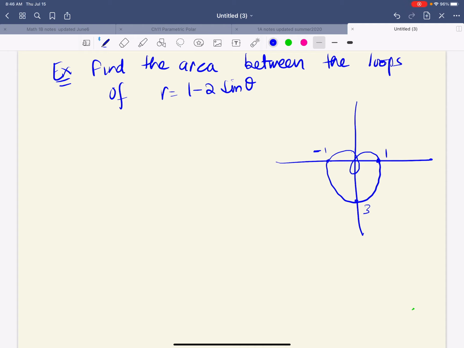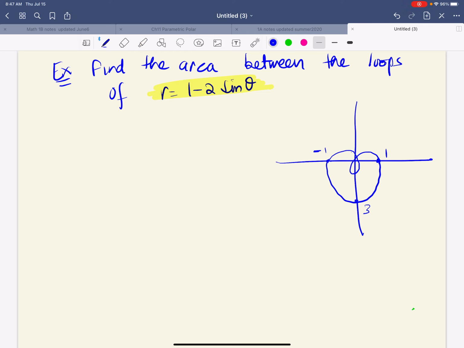In this video, we're going to discuss the area between the loops of a limacon. We are given r equals 1 minus 2 sine theta, and I want to find the area in between the loops. So it's important to understand how the graph is being traced. When I trace the outer loop, the inner loop is also traced in that. So when I find the area of the outer loop, the inner loop is also included in there.